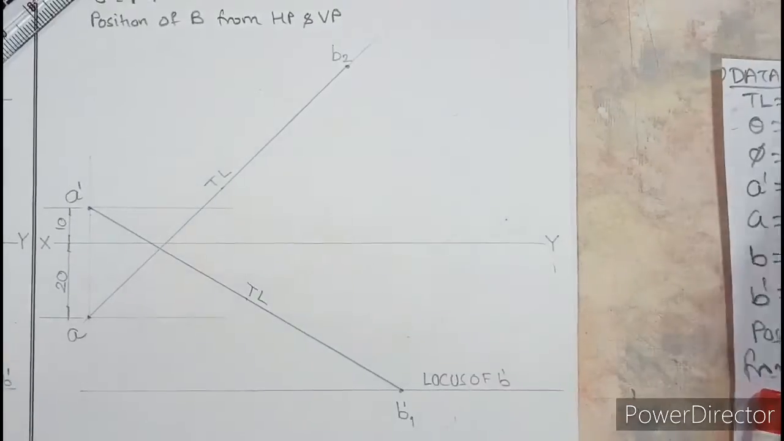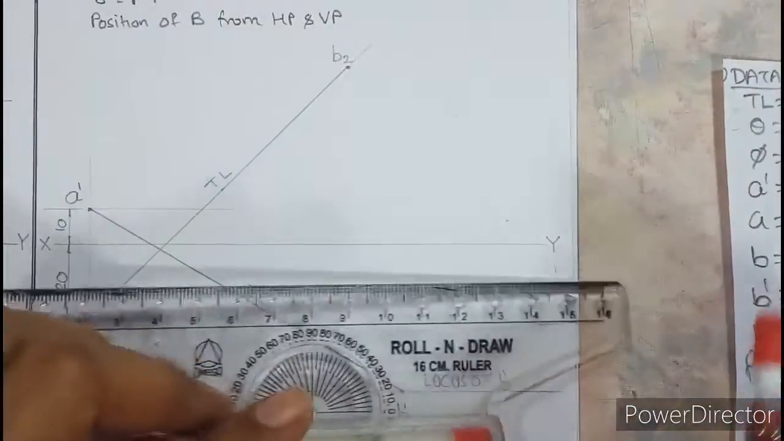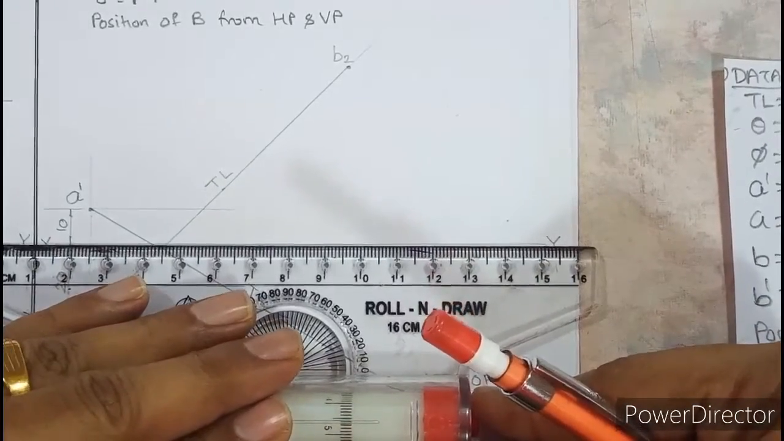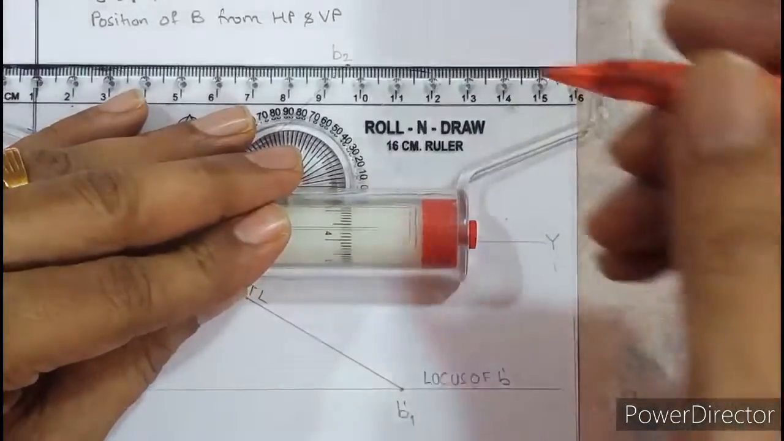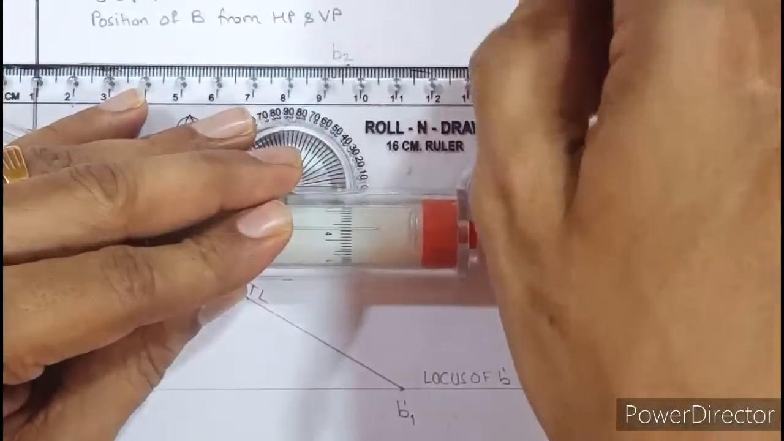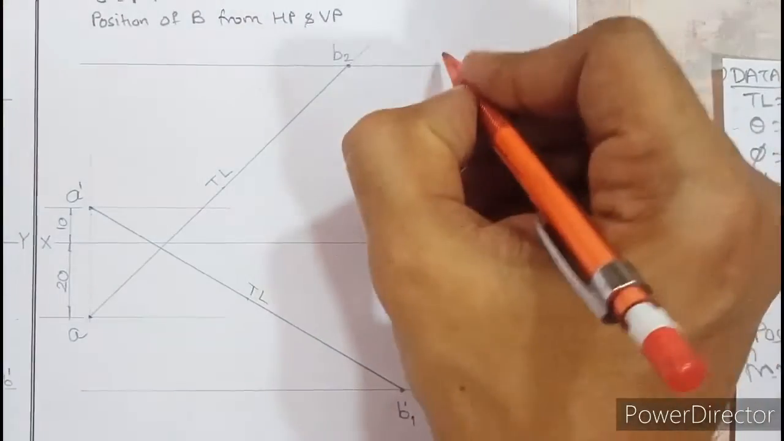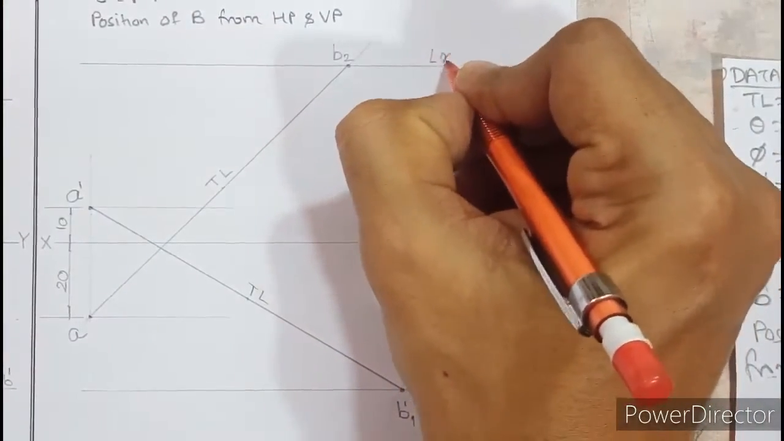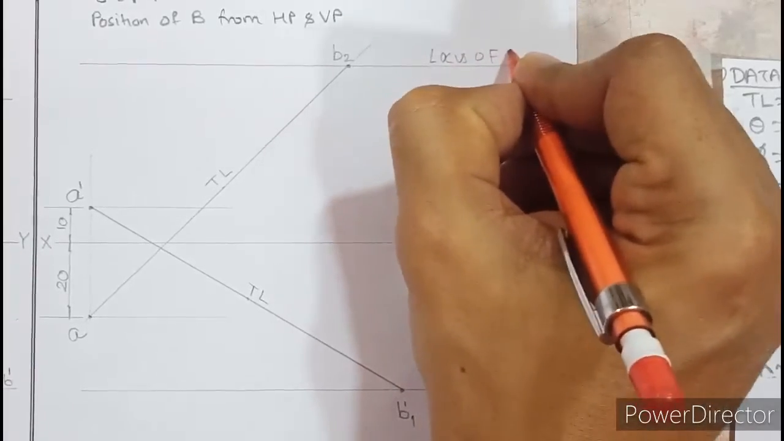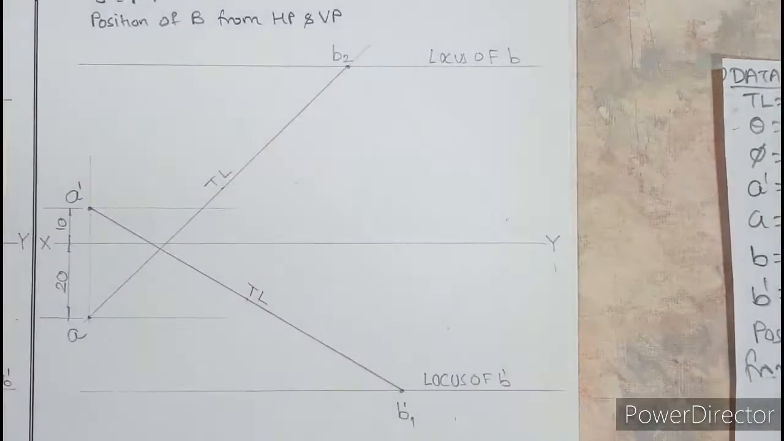Once B2 is ready, we need to draw the locus of B passing through B2. So I'll align the scale with XY, roll it, and from B2 I'll draw a light line and write above the line, locus of B. You need to be very thorough with the tools: on the locus of B, two points should compulsorily lie, B and B2, and on the locus of B dash, two points should lie, B dash and B1 dash. Those things should be clear. I hope this part is done.